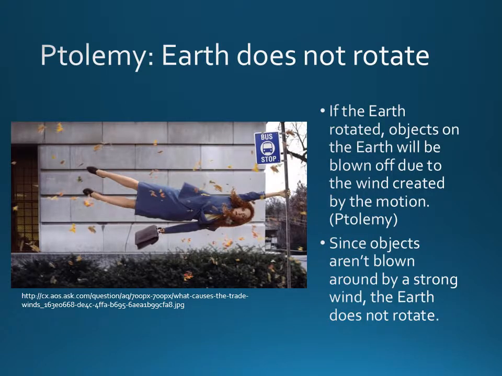According to the Greek astronomer Plato, if the Earth rotated, objects on the Earth would be blown off due to the wind created by the motion. Since objects aren't blown around by a strong wind, Ptolemy concluded that the Earth does not rotate.